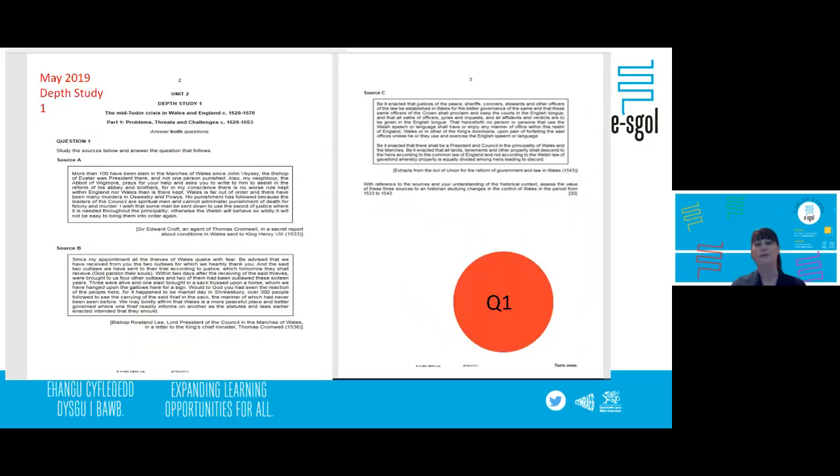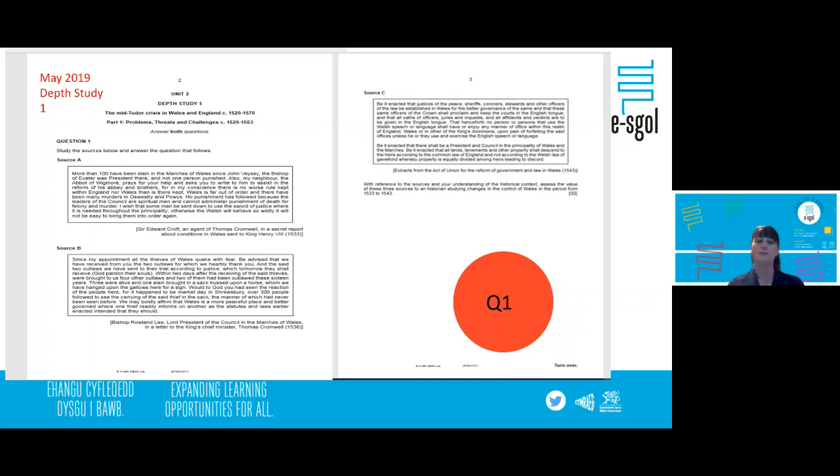Now, if we compare that to 2019 and before, we can see that there is a layout difference when we compare the 2 papers. So here you have got the sources in boxes, and you've got your attribution, your information about the source, directly underneath. And your question in the 2019 and before papers will come at the end. And we can see there it's got the old stem look, with reference to the sources, and we would change that to using your understanding.